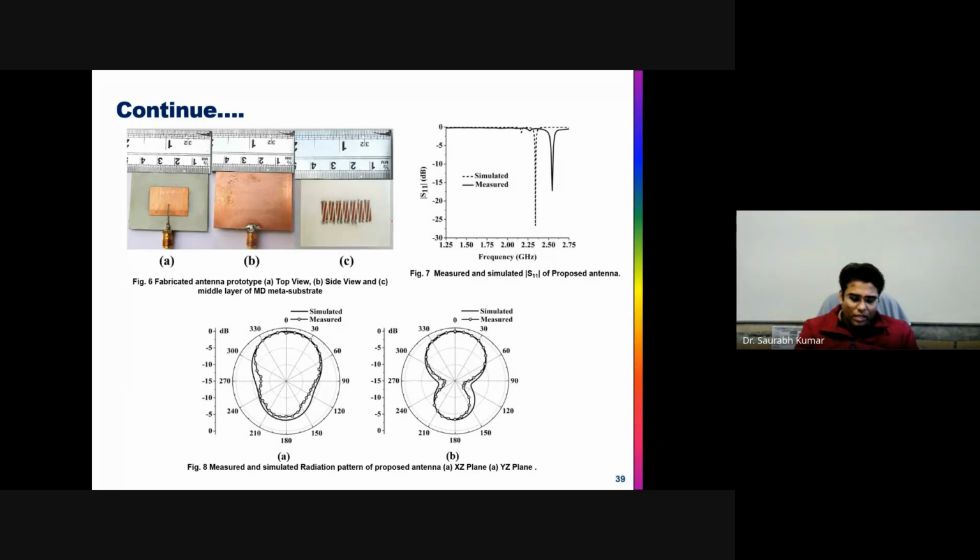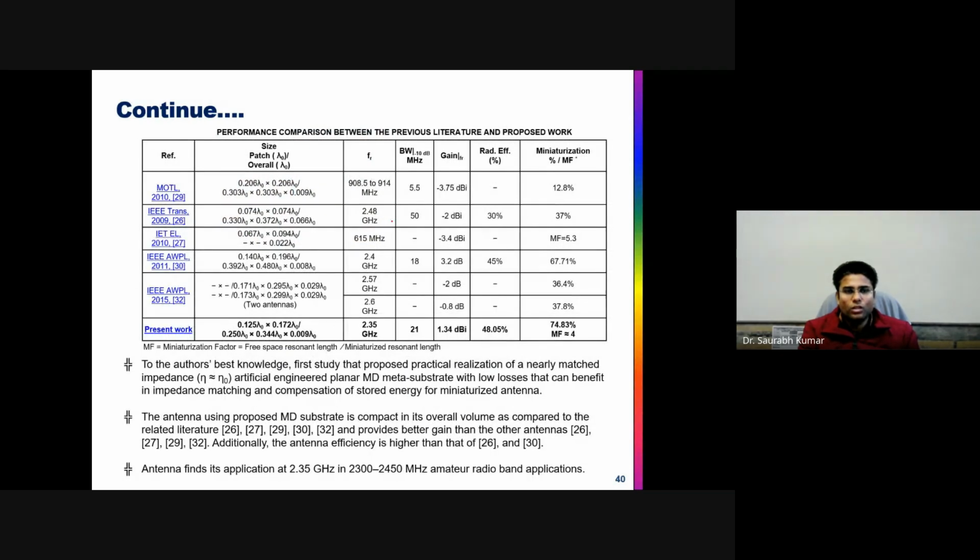These are the soldering. So I'm not going into the depth of how the fabrication was done. So this is the first proposal, to the best of the author's knowledge, that was proposed at that time.